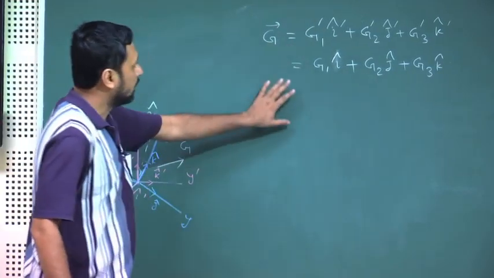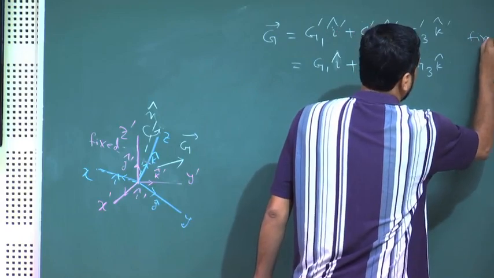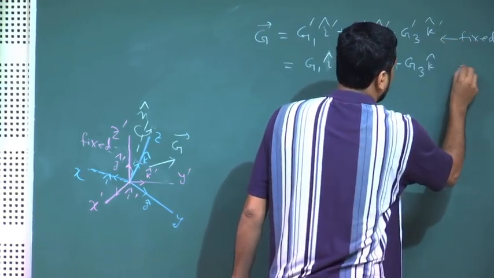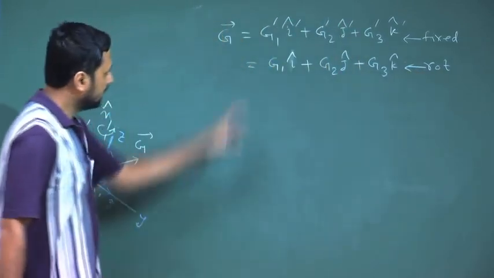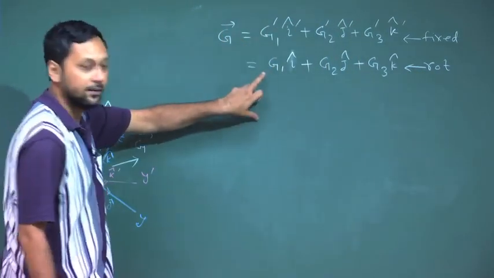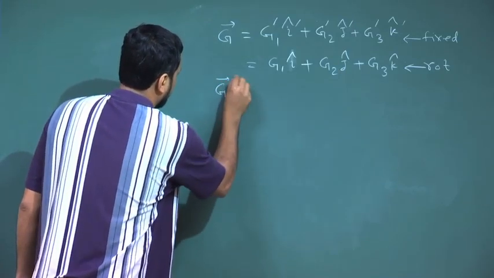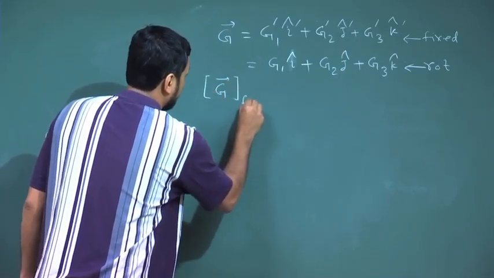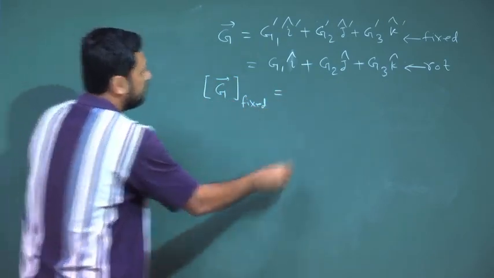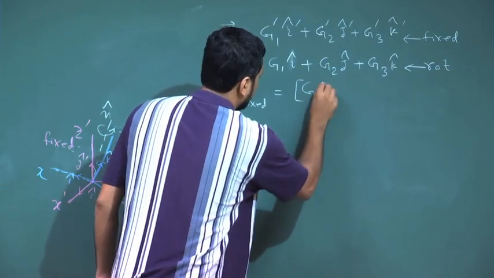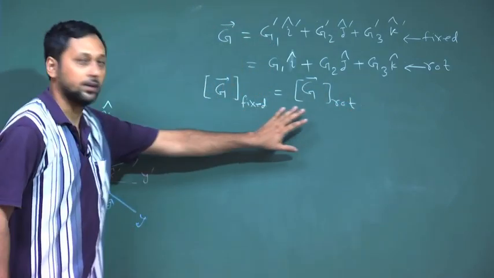So we just resolve the components. This is in the fixed frame and this is in the rotating frame. So the equation I have written here is nothing but equivalent to writing G fixed, which is the vector G in the fixed frame, equal to G rot, the vector G in the rotating coordinate system.